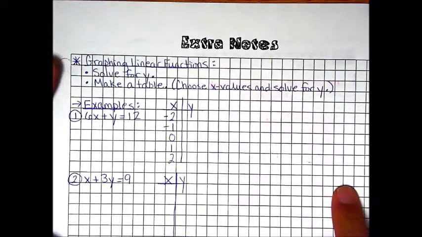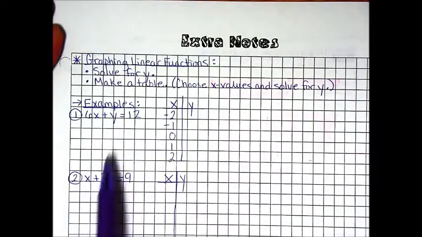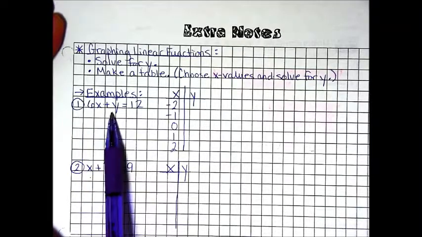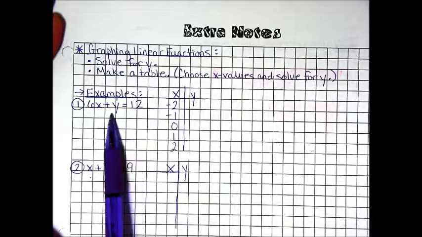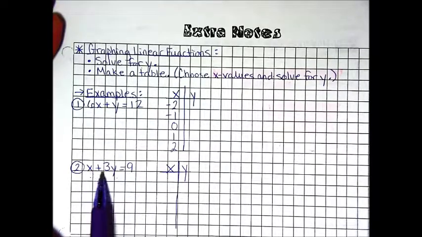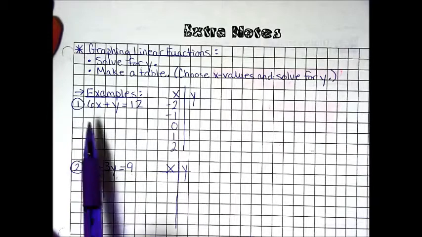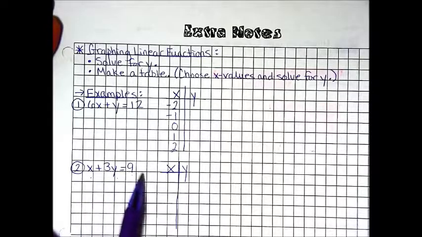Okay, so here's the two examples we're going to practice. These two would be perfect examples of linear functions. 6x plus y equals 12. That's a linear function. It fits all of the rules that were on the front page. x plus 3y equals 9. That's a linear function. But this is what they mean by standard form. See, like ax plus by equals c. ax plus by equals c.